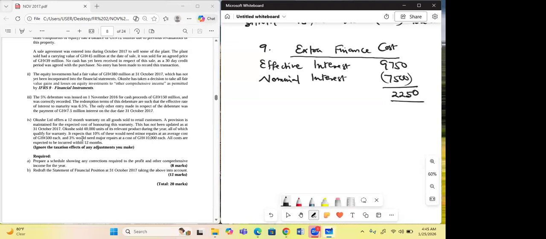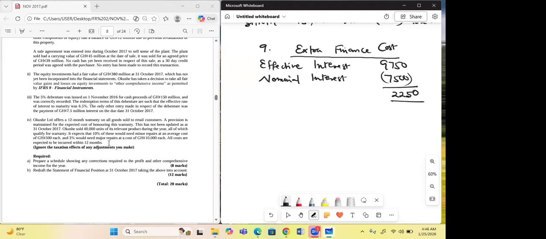The next footnote says Okushe Limited offers a 12-month warranty on all goods sold to its retailers. A provision is maintained for the expected cost of honoring this warranty. This has not been updated as at 31st October 2017. Okushe sold 40,000 units of the relevant product during the year, all of which qualify for the warranty. It expects that 10% will need minor repairs at an average cost of 500. 3% will need major repairs at a cost of 10,000 each. And all costs are expected to be incurred within 12 months.